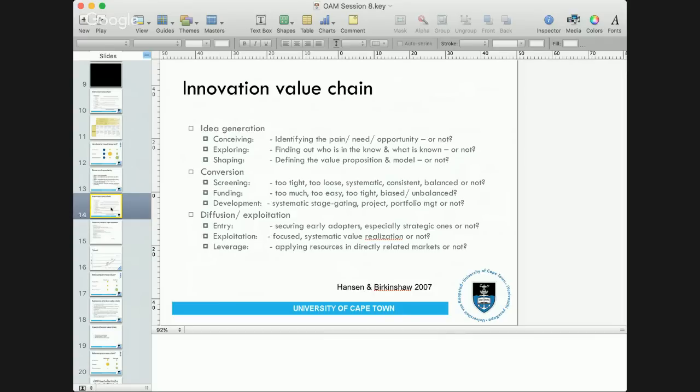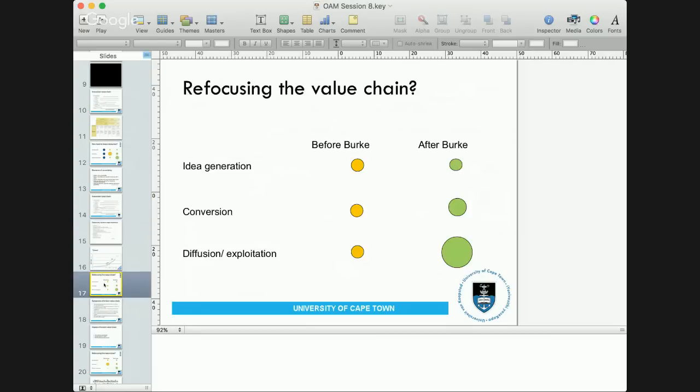So there was some element of conversion, the actual development and the project and stretching the portfolio a little bit, but the exploitation was focused on getting it out into the market and applying resources in directly related markets. They basically said, we know what our markets are. How do we get more product into the market and grow it? That's what they did after the crisis.